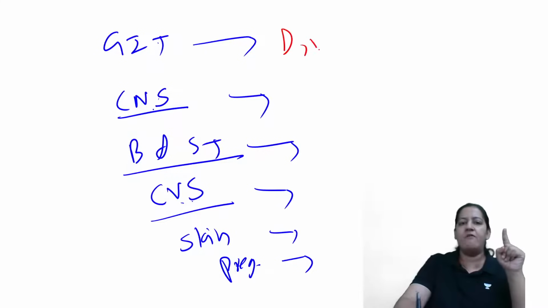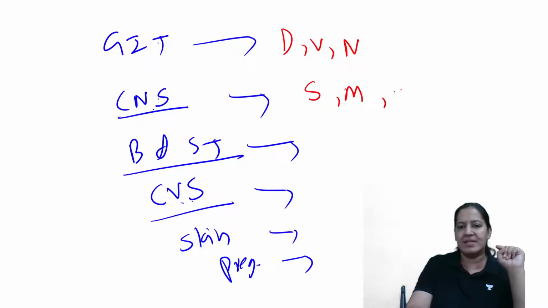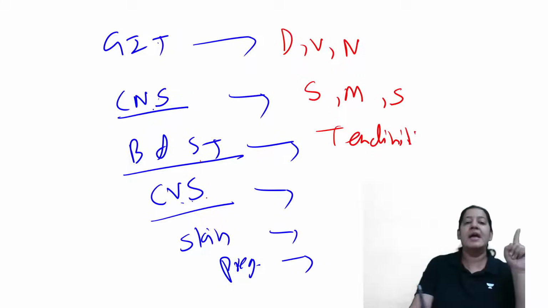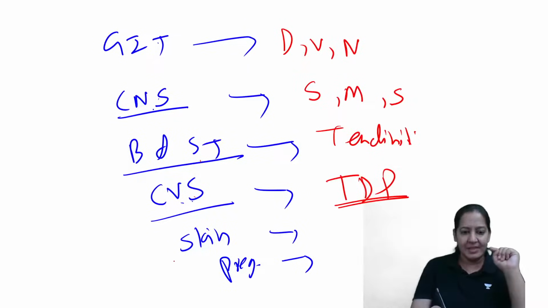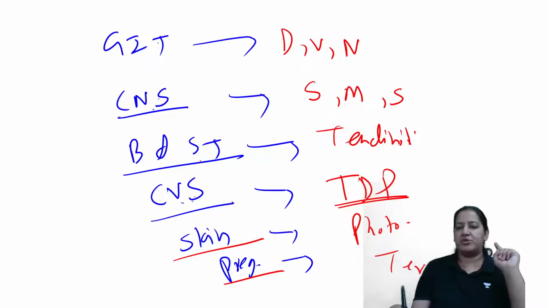In the GIT, it's diarrhea, vomiting, nausea. In CNS, it is sleep disturbances, mood disorders, seizures. In bone and soft tissue, it is tendinitis. In CVS, it is Torsades de Pointes. You know what Torsades de Pointes is. In the skin, it causes phototoxicity. And in pregnancy, it is teratogenic.